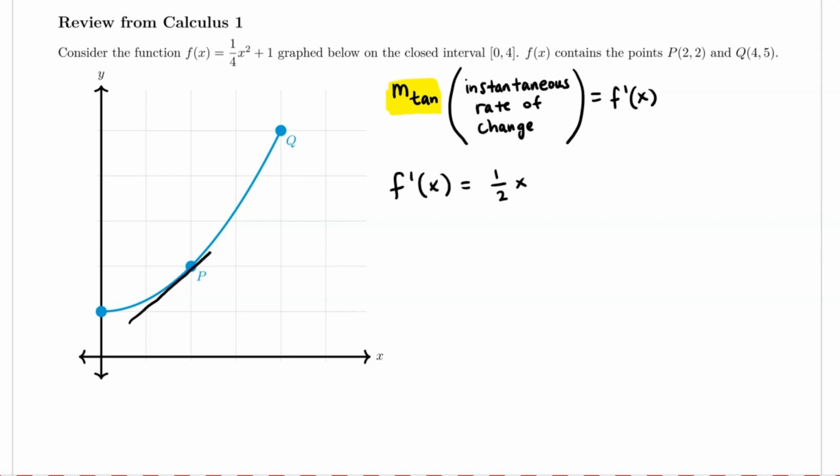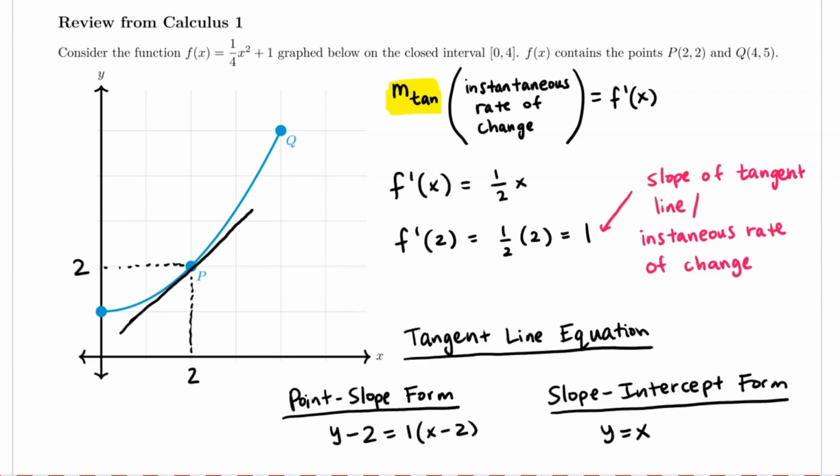So suppose this is our tangent line right here, and we'd like to find the slope of that tangent line. Because I know in this particular example the point P has an x value of 2, that means that I can evaluate my derivative at x equals 2, and if I simplify this, that gives me 1. So by doing that, we found the slope of the tangent line, which is also the instantaneous rate of change.